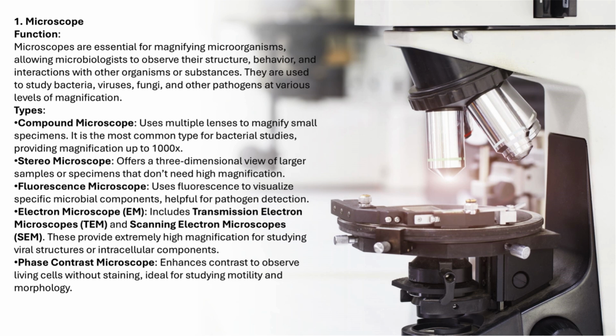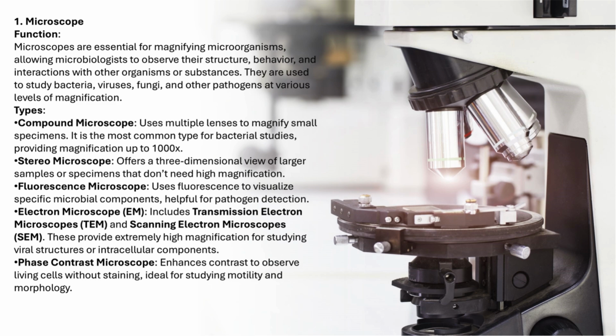Electron microscope. When you need extreme magnification, electron microscopes are your go-to. They include transmission electron microscopes, TEM, which allow you to look at the internal structure of cells, and scanning electron microscopes, SEM, which give detailed 3D images of the surface. These are used to study things like viral particles or intracellular components at atomic scales.